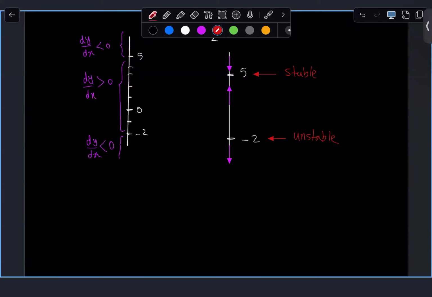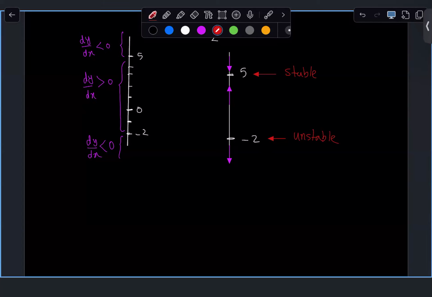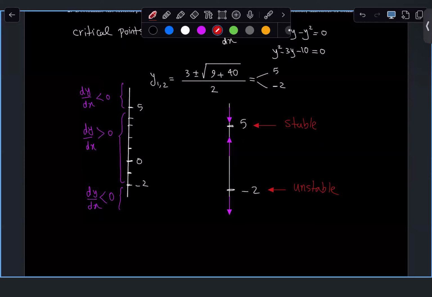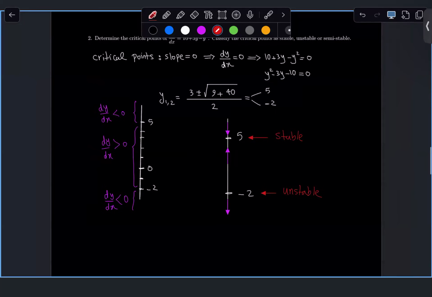It's going to be semi-stable if, for example, this one is going down and this one's going down. So from one direction, it's going back, from the other direction, it's going away. Any questions? Okay, so that's the other thing you need to know for this midterm, finding these critical points and their stability.